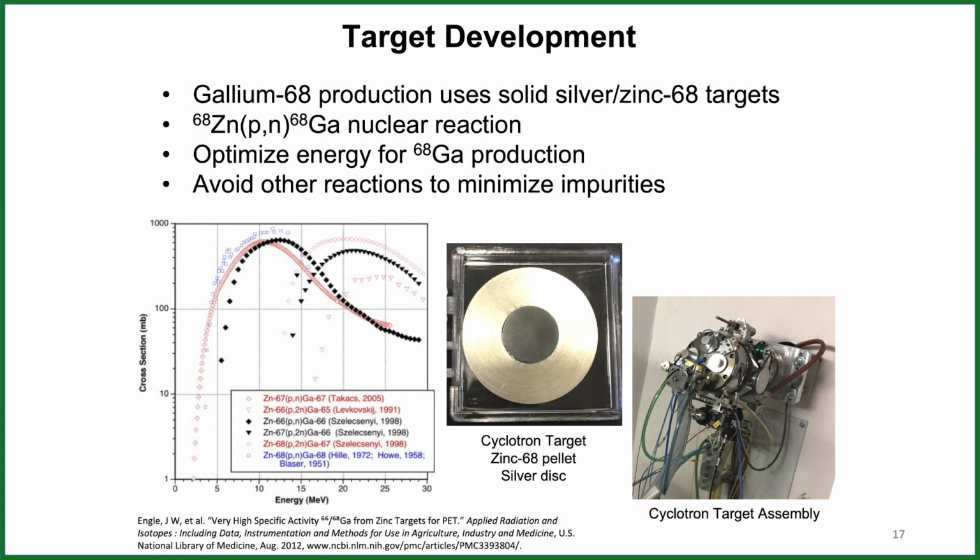So first, to develop the target, we use a small coin, which is about the size of a toonie, and we use isotopically enriched zinc-68 powder, which is put in the center of the coin. We anneal that in so that it stays on during the irradiation, and it undergoes a PN nuclear reaction. So proton enters the nucleus, neutron gets kicked out. And as you can see here, we have to optimize our proton beam energy because there are different reactions that can go on in the target material. So we want to optimize our gallium yields while reducing potential impurities. This then goes in the cyclotron assembly here on the end of our beam line for irradiation.